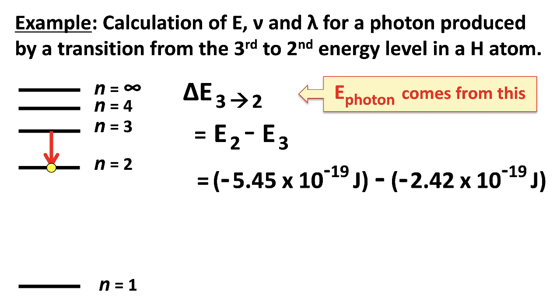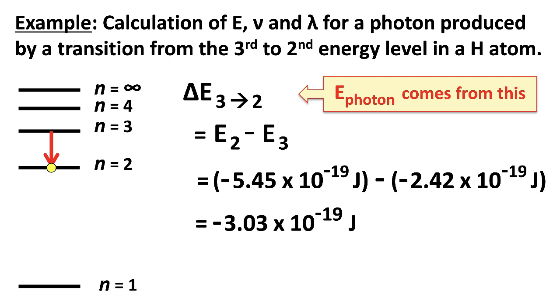We just figured out E sub 2 was negative 5.45 times 10 to the minus 19th joules using that formula E sub n equals negative k over n squared. We also just figured out that E sub 3 is negative 2.42 times 10 to the minus 19th joules. And if we then subtract E sub 3 from E sub 2, we get negative 3.03 times 10 to the minus 19th joules. The negative means energy is given off when this transition occurs.